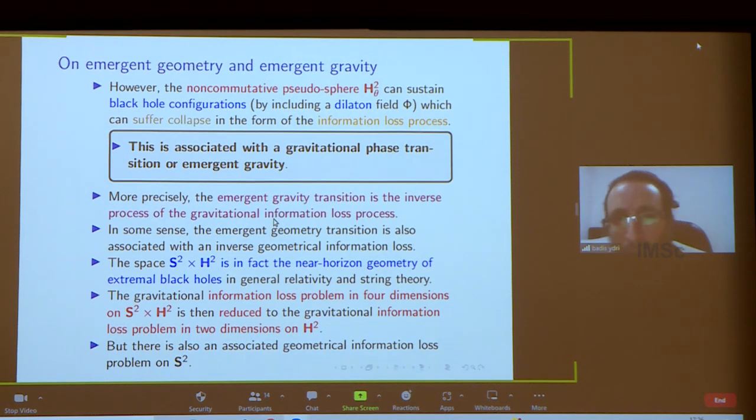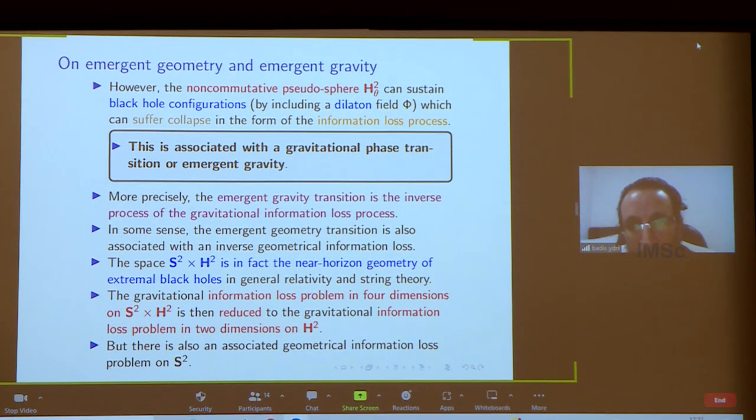However, the non-commutative pseudosphere can also sustain black hole configurations, by including a dilaton field. We need to include the dilaton field, which we will do in a short moment. This configuration can suffer collapse in the form of the so-called information loss problem. This for us is precisely a gravitational phase transition, or emergent gravity. The fact that we have the possibility of a dilaton field will present itself in our description as an emergent gravity, or emergent gravitational phase.